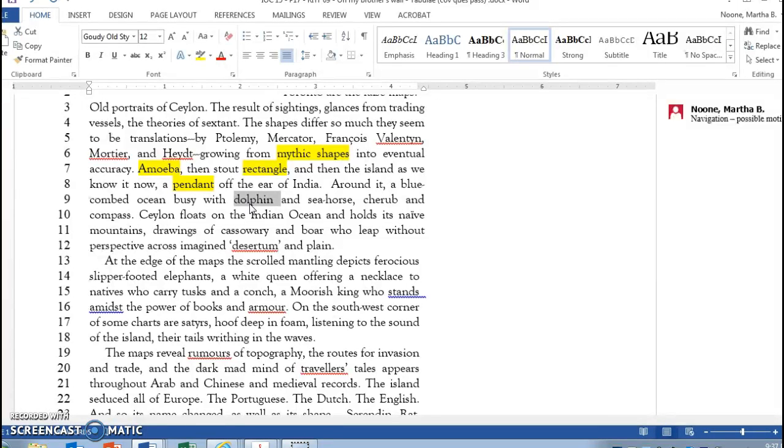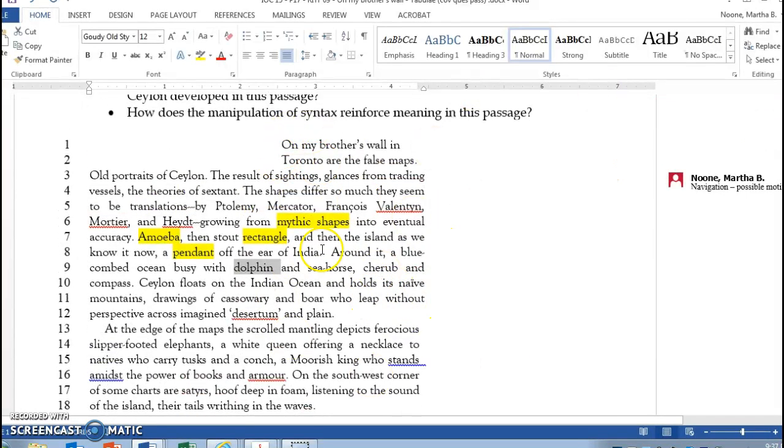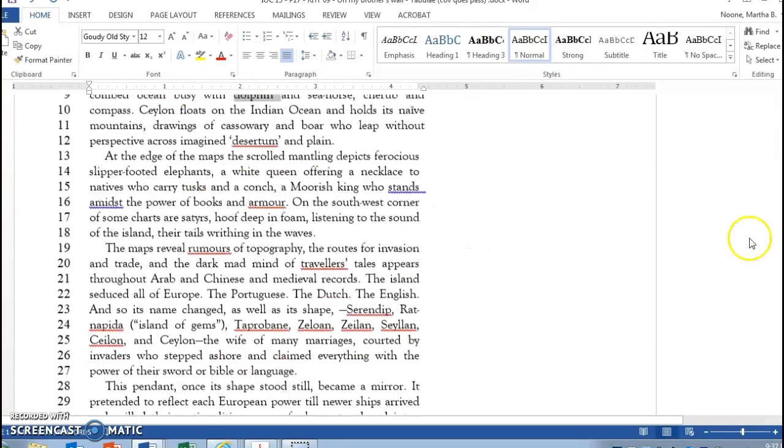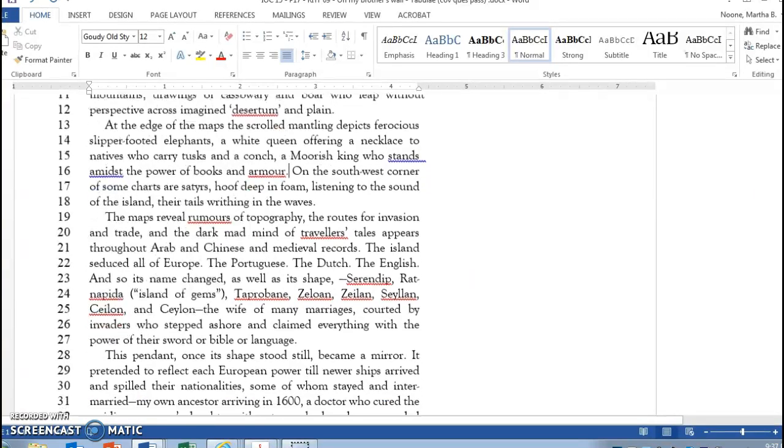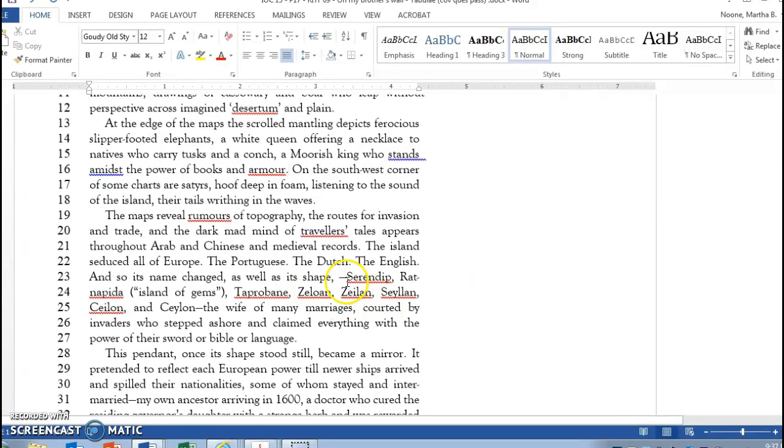We have "Ceylon floats on the Indian Ocean, holds its naive mountains." So again, these are lists. He has multiple sentence fragments here. If this were my passage and I was actually writing on it, I would bracket this and say, sentence fragment, and then I would look for when it's not a sentence fragment. When is it a long sentence that has a lot of information in it, or when it's not a run-on, right? So we have this listing sentence, asyndeton, and then you would look for some of the other things that are here. We have alliteration that draws our attention to all of these different names.